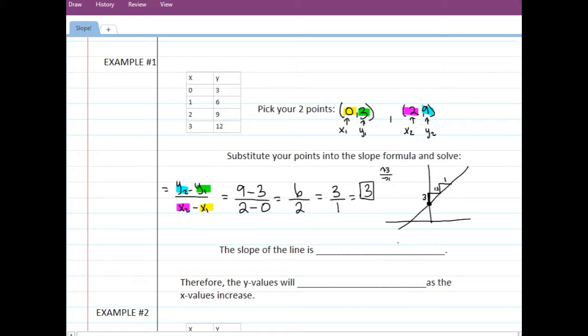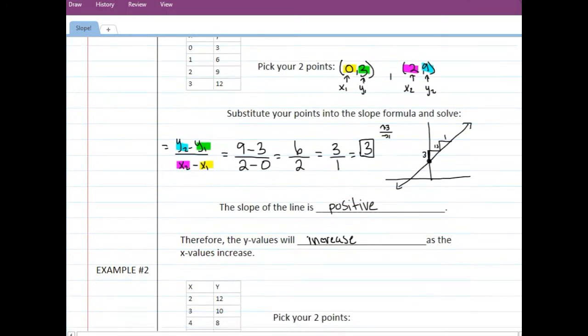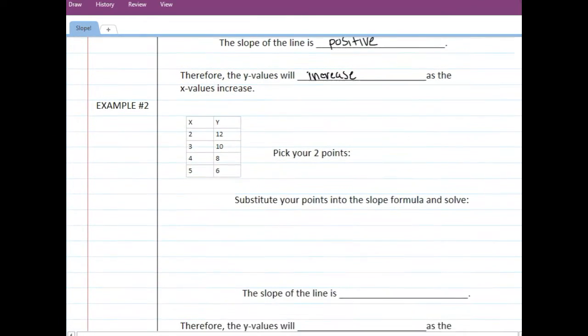And so if you see this graph of the line, you can say that the slope of the line is positive because the slope is positive. Therefore, the y values will increase as the x values increase. Okay, so let's move on to example number 2.